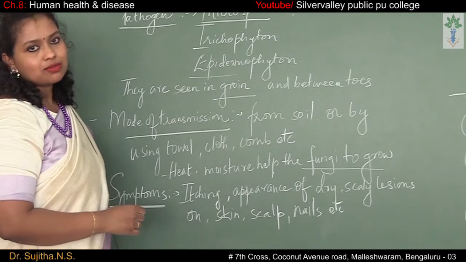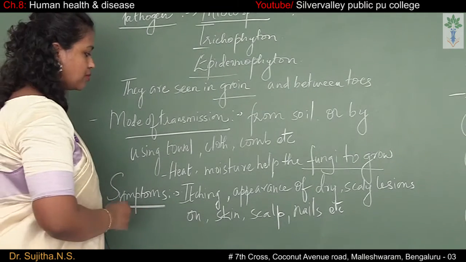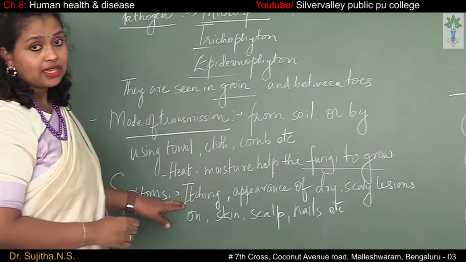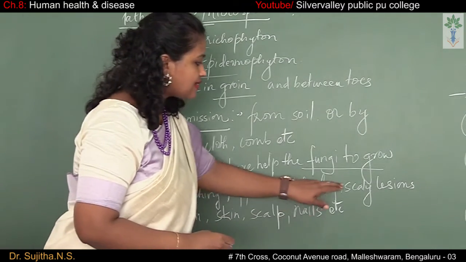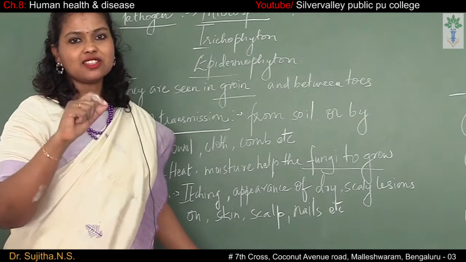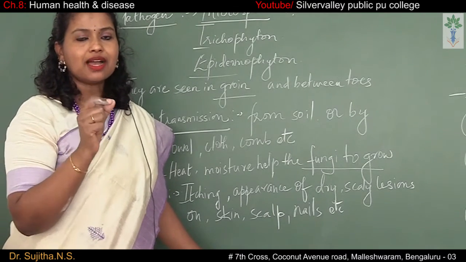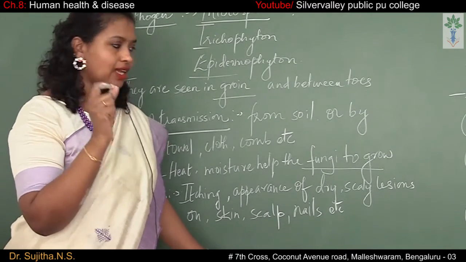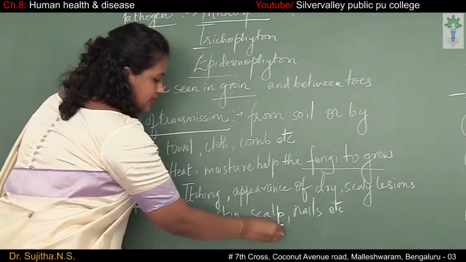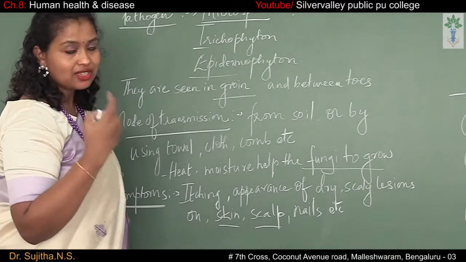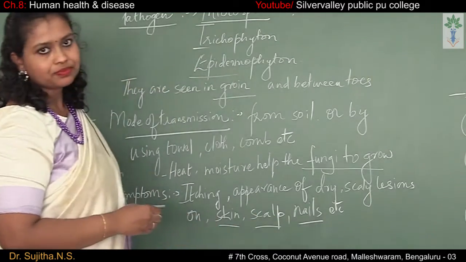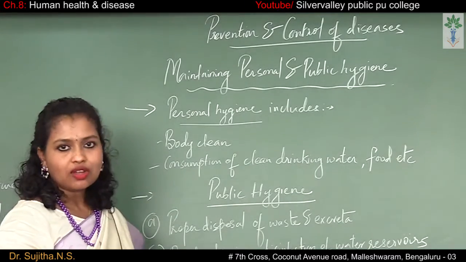What are the symptoms of this ringworm disease? The symptom is intense itching. There is an appearance of dry scaly lesions. That means, when the outer epidermal layer is removed, the skin becomes very dry, very itchy. And this is present on the skin, the scalp, that is the head region, and in the nails.